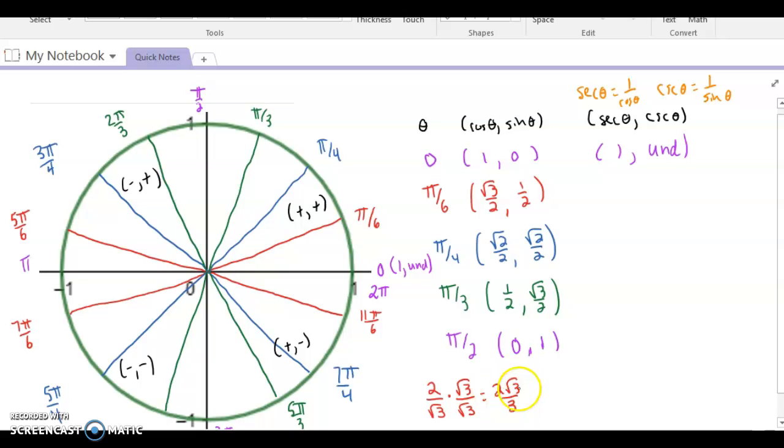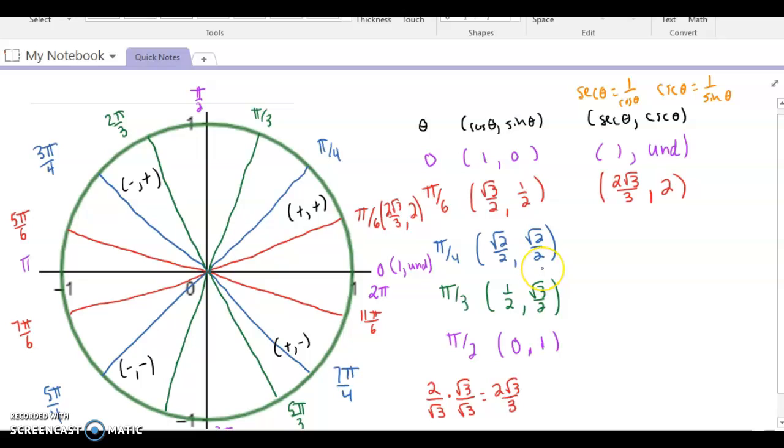Then nothing simplifies. I'd like to cancel the 3 and the 3, but I can't, because the square root of 3 is underneath the radical, where this 3 is outside. So when I take the reciprocal of root 3 over 2, it becomes 2 square root of 3 over 3. And when I take the reciprocal of 1/2, that becomes 2 over 1, which would just be 2. So again, our secant value is 2 root 3 over 3, our cosecant value is 2, and I can write those out like that.